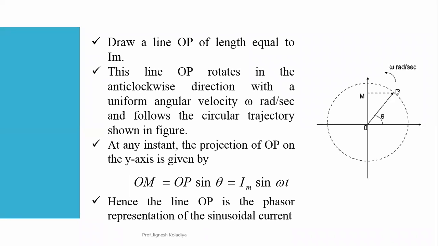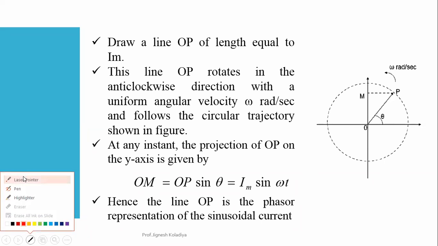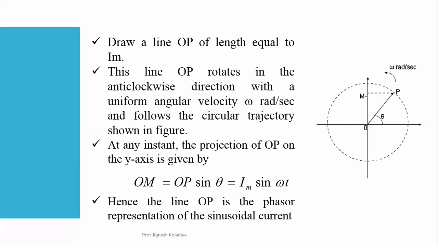Okay, so if you take the projection of this vector on the y-axis, that will give you the instantaneous value, that we have seen. See over here, this OM, that means this vertical line, will give you Im sine omega t. And we know Im sine omega t is nothing but the equation of instantaneous value.